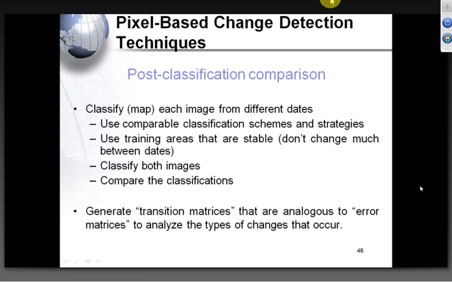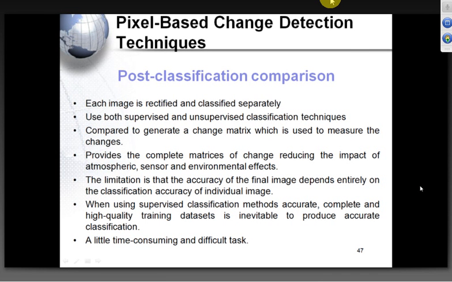Then post-classification comparison. In this method, classify each image from different dates, meaning taking the training area set, classify the images and compare the classifications. In this method, each image is rectified and classified separately. Both supervised and unsupervised classification techniques can be utilized in this method.